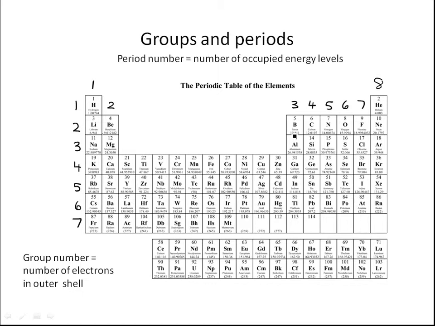Okay, so if we choose an element, why not choose aluminium here? So aluminium is in group 3, so it has 3 electrons in the outer shell, and it's in period 3. That means it has 3 occupied energy levels. Okay, look at another one, for example, oxygen. Oxygen is in group 6. It has 6 electrons in the outer shell. It's in period 2, so that means that it has 2 occupied energy levels.